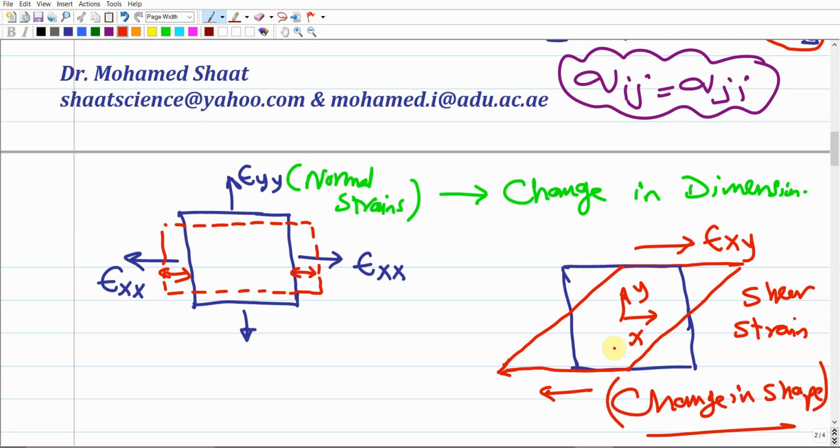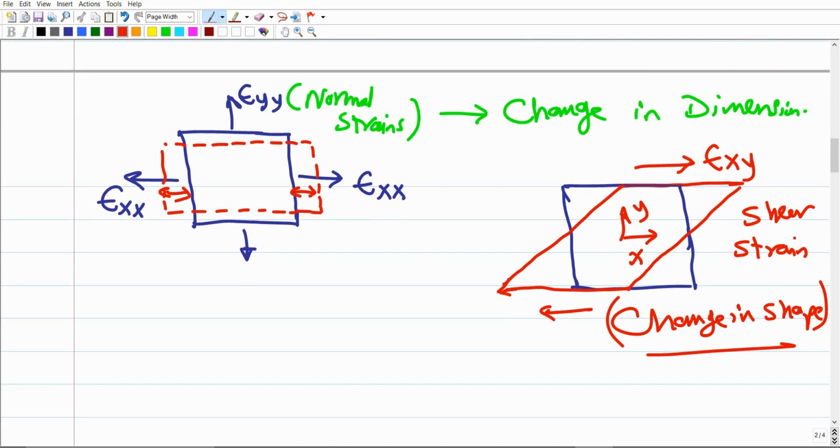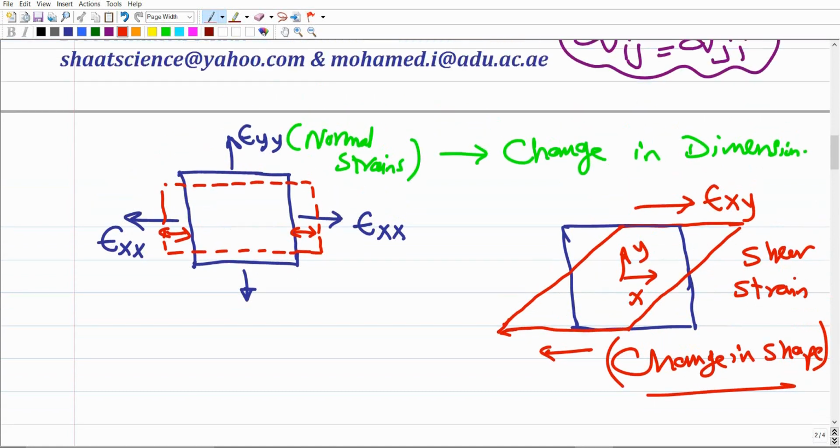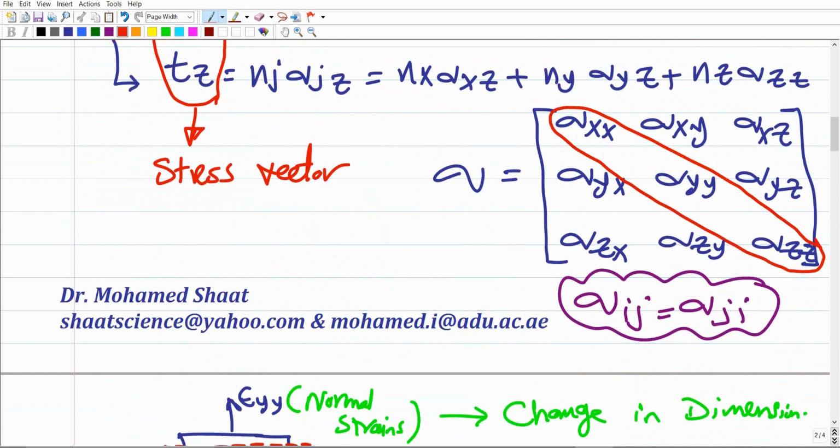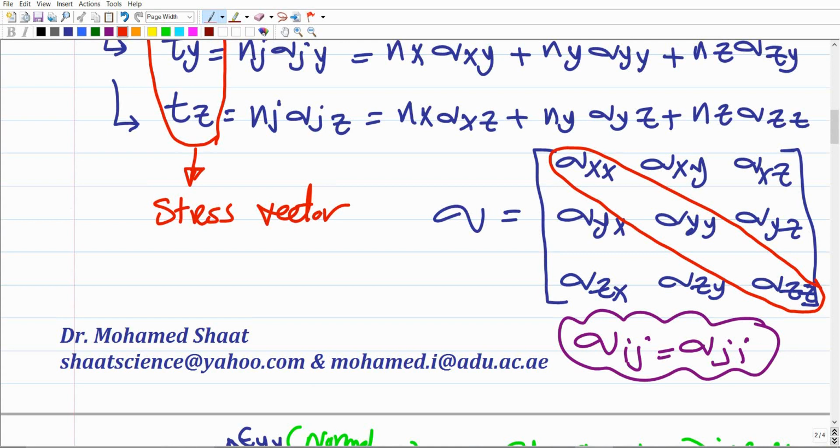These are the different types of strains, nothing more. Normal strain describes changes in dimensions along x, y, or z, and shear strain describes changes in the shape or the changes of a plane: epsilon xy, the change of the plane xy; epsilon xz, the change in the plane xz; and epsilon yz, the change of the plane yz. So these are the six strain components, 3 on the diagonal and 3 off-diagonal. We have a similar situation here for the stresses.